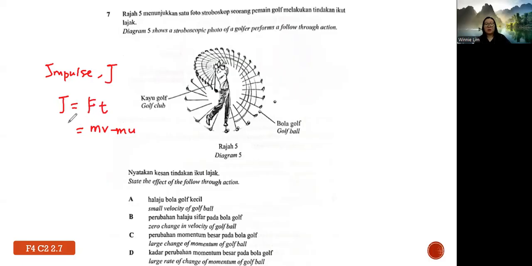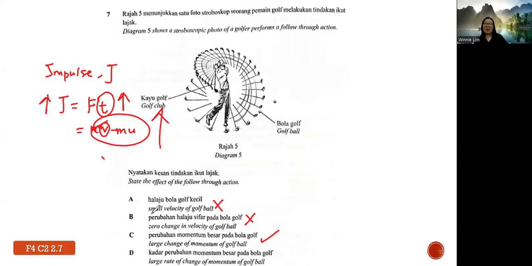Okay. So generally the idea behind it is what? When you swing it, you will take time. So indirectly you will increase the impulse. When you increase the impulse, it means your change in momentum will actually increase as well, or you actually increase the final velocity. That's why at the end, the golf ball can travel further. So A, small velocity of the golf ball, not correct. Zero change, not correct. Teacher already said you have a higher final velocity. Large change of momentum, yes, okay, because I mentioned already the whole thing has to be higher.